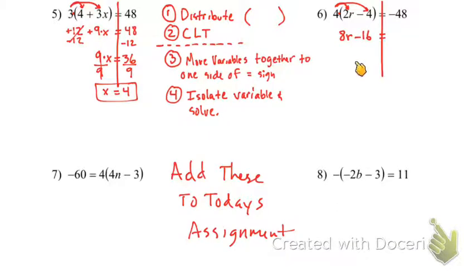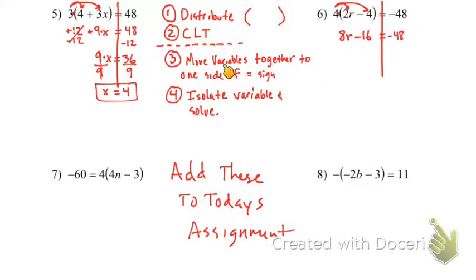Okay, still on the left side, we did distributive property. Now we're going to do CLT. Can I combine like terms here? And the answer is no. So the left side is done. Check the right side. Do I have parentheses? Nope. Do I have combined like terms? No. So I could just bring down the negative 48.